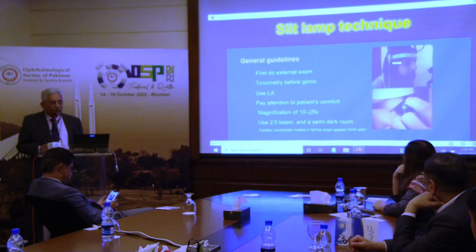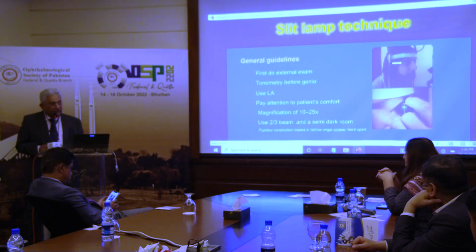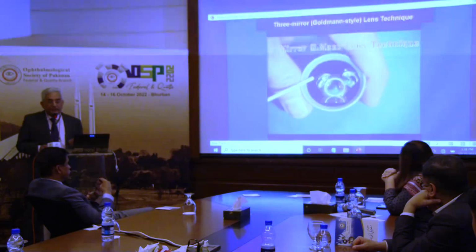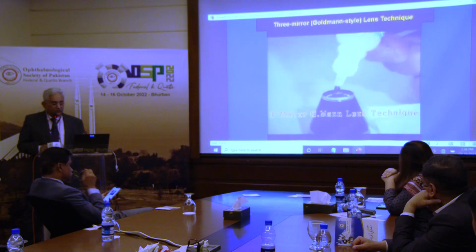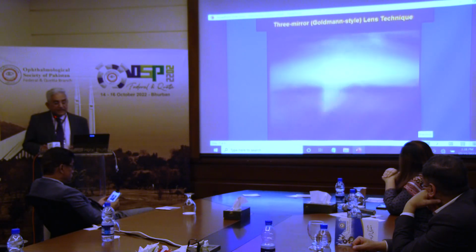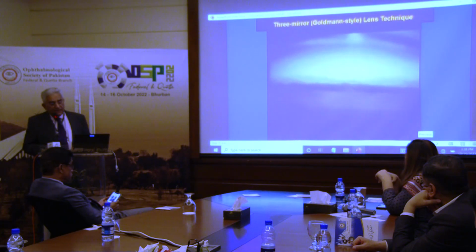Tonometry before gonio, use local anesthesia, pay attention to the patient's comfort, use good magnification and two-thirds of the beam and a semi-dark room. This is an ordinary 3 mirror, everybody has got it. You can use a coupling fluid there and then start seeing the angle and keep rotating the lens. And this is under high magnification.